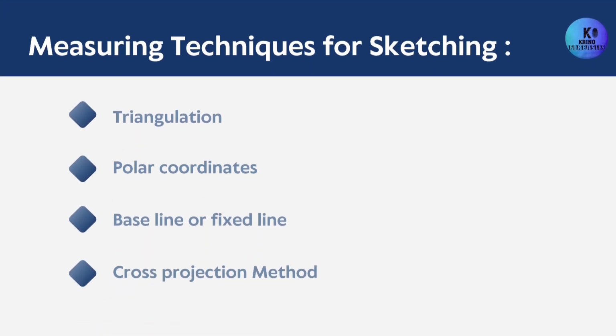Measuring techniques. Now, when we prepare a crime scene sketch, our aim is not just to draw the scene artistically. We need it to be scientifically accurate, and for that, proper measurement techniques are critical. There are 4 main techniques used to measure and document the location of physical evidence at a crime scene. Triangulation, polar coordinates, baseline or fixed line method, and the cross projection method. Each method has its own specific use depending on the scene's layout and the placement of the evidence. Let's go into each one in detail.